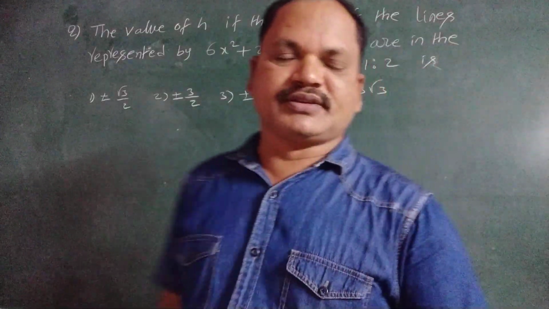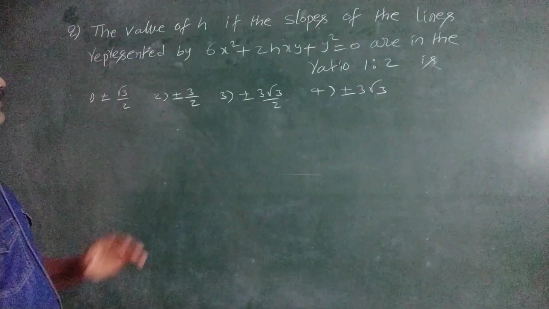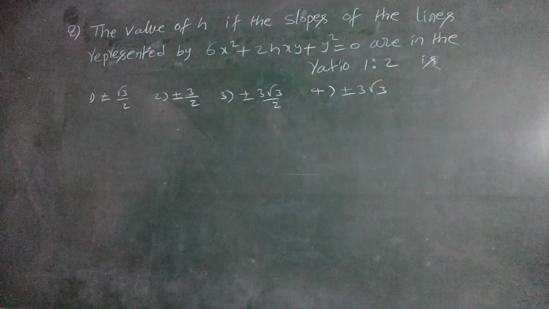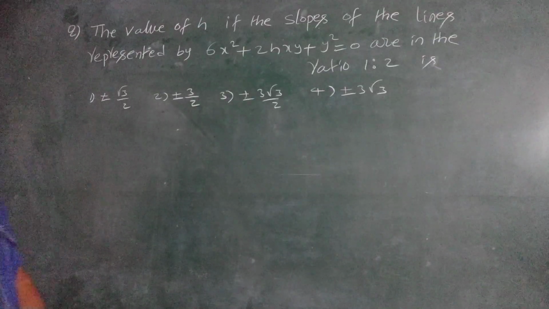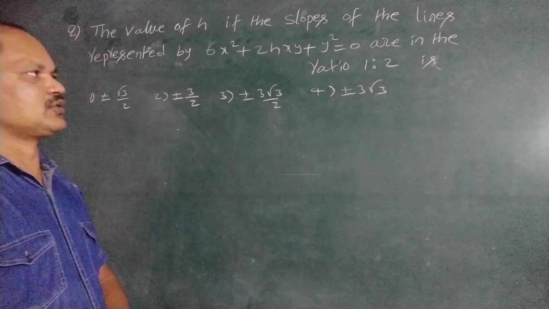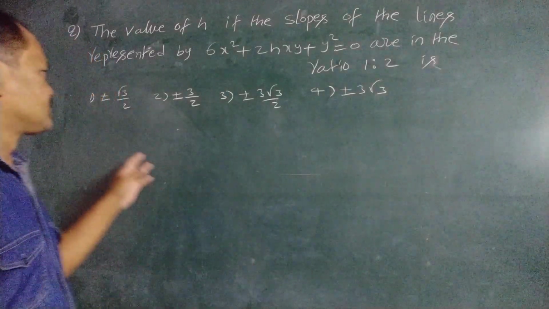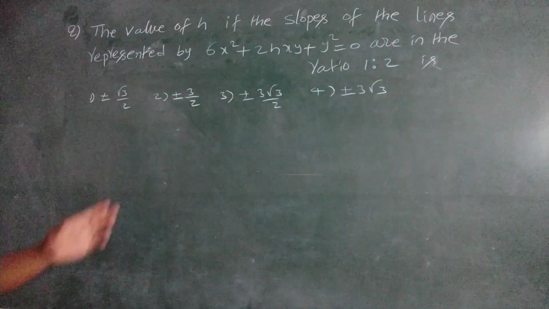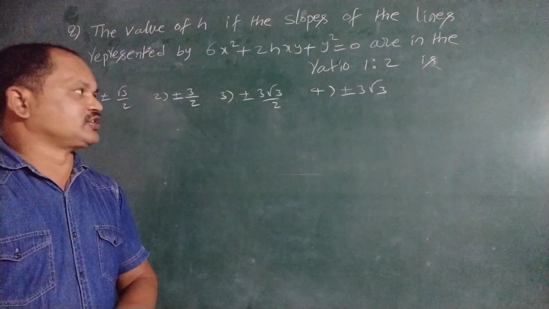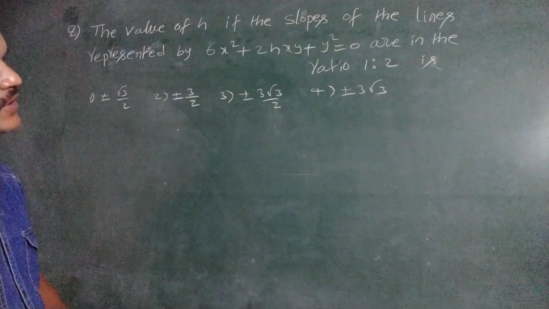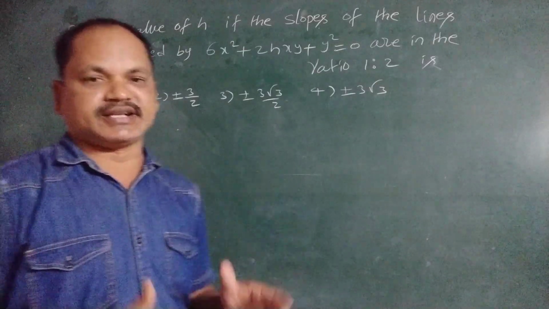Observe the question, which depends upon the concept: what is the value of h if the slopes of the lines represented by 6x square plus 2hxy plus y square is equal to 0 are in the ratio 1 is to 2? The first option is plus or minus root 3 by 2, second option plus or minus 3 by 2, third option plus or minus 3 root 3 by 2, and fourth option plus or minus 3 root 3. So this depends upon the concept.